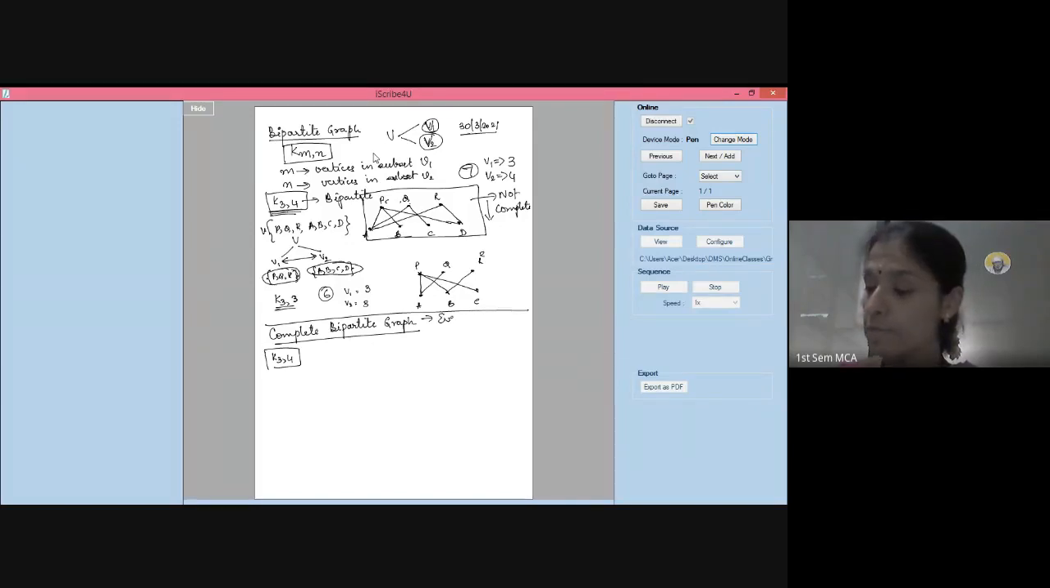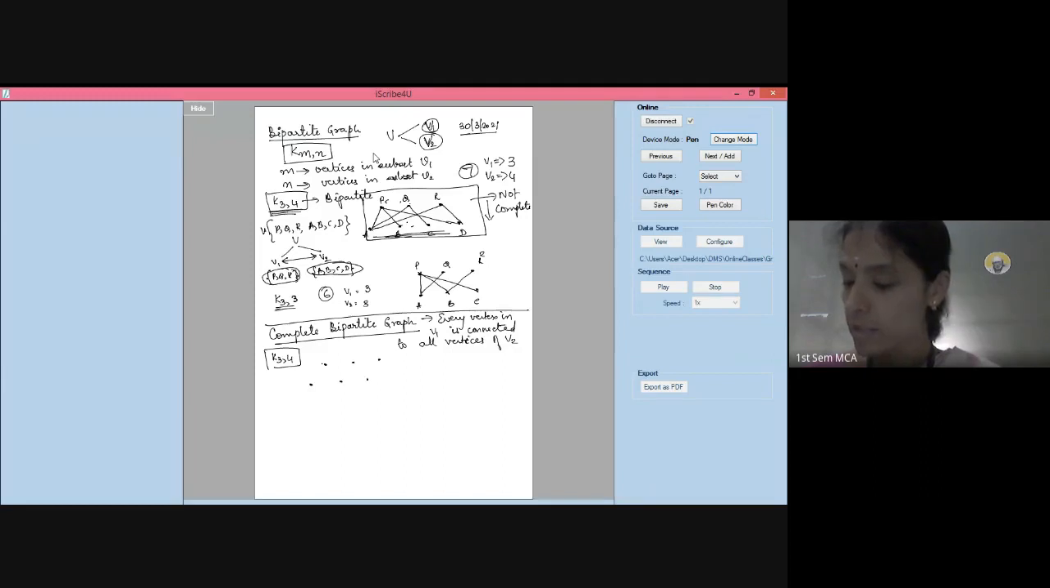So what did I say? Every vertex in V1 is connected to all vertices of V2. Then we say that the bipartite graph is a complete bipartite graph. Now let us say K3,4. How can I represent it? I will take the same graph again: P, Q, R, A, B, C, D. This is P, this is Q, this is R, and then I have A, B, C, D.